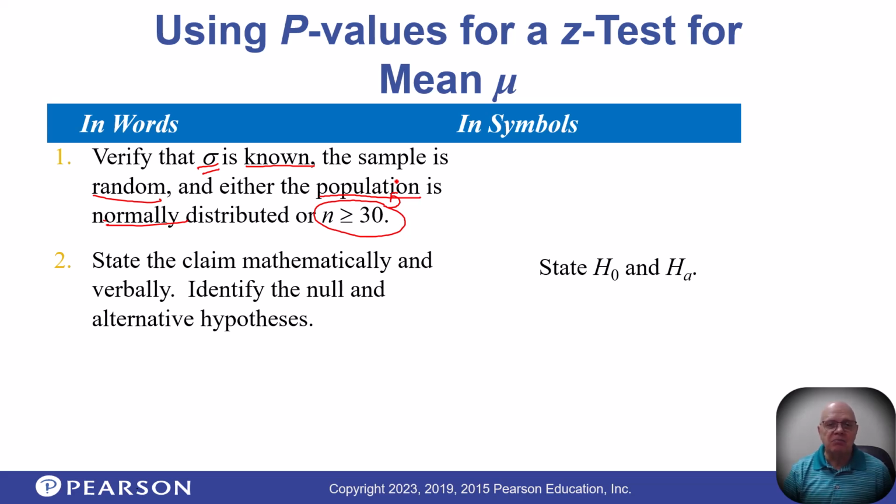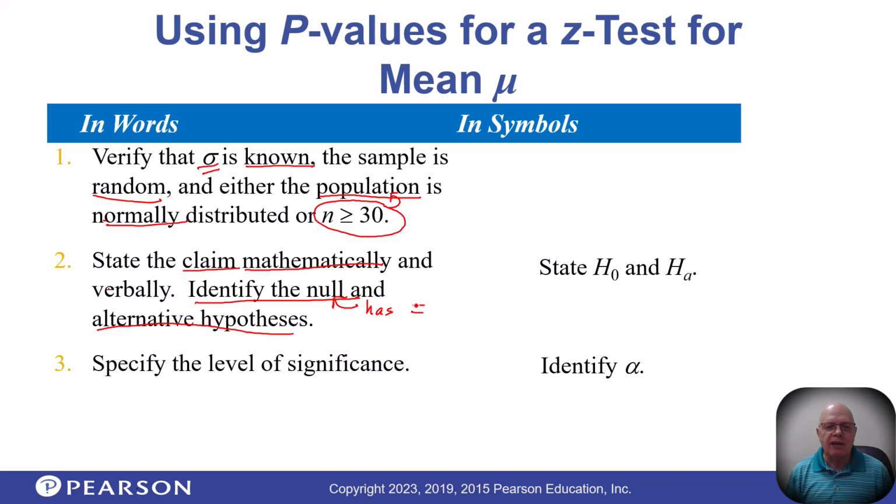Once you do this, you're ready to go. If you don't have it, you stop dead. You're gone. But if you can, you go on. Remember, you're going to look for the claim, state it mathematically and verbally, write the opposite of that claim, and then identify the null and alternate hypotheses. Remember, the null one has an equal somewhere in it, and the alternative is the leftover hypothesis.